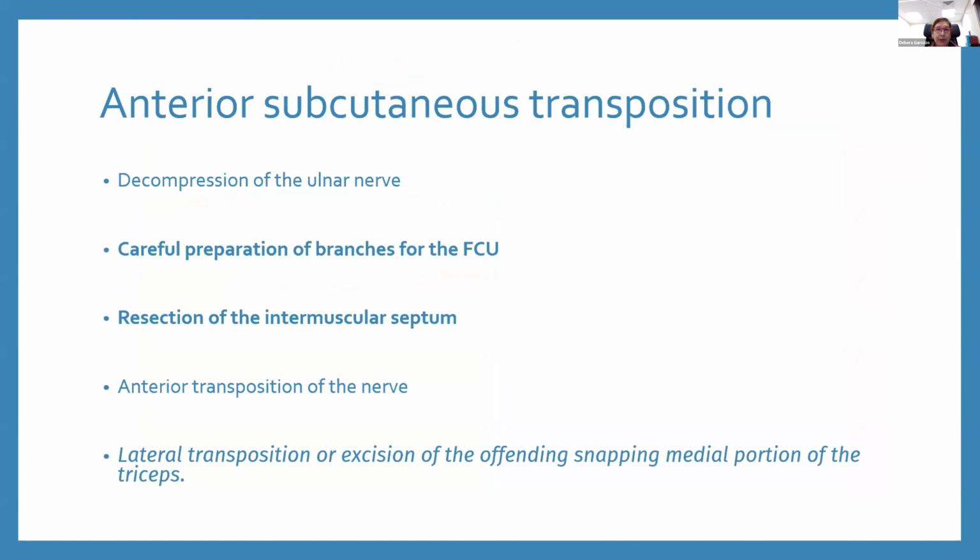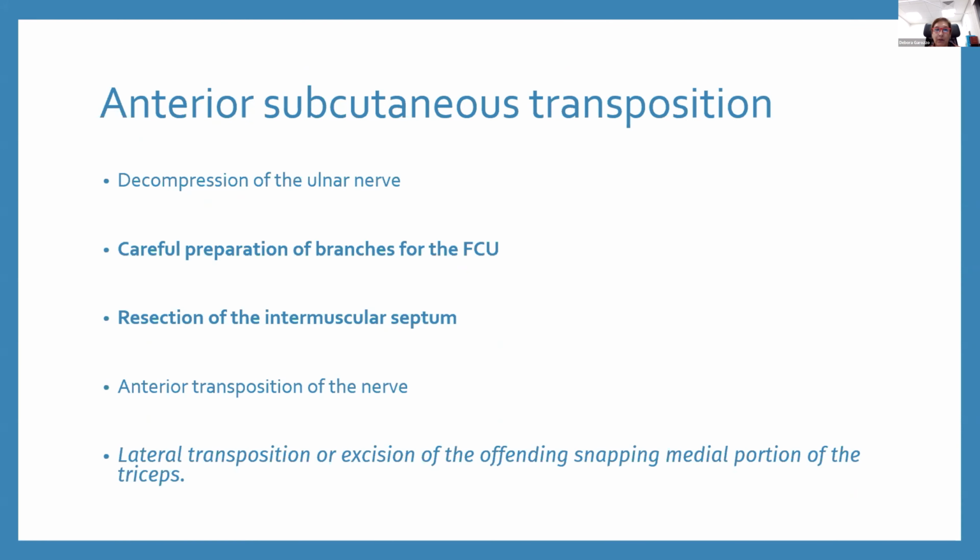So I will briefly mention here the main steps to perform a correct anterior subcutaneous transposition. Of course, we have to perform a decompression of the ulnar nerve along its course, taking care of decompressing the nerve in the cubital tunnel, but also in between the two heads of the flexor carpi ulnaris. It's essential to carefully prepare the branches for the flexor carpi ulnaris.